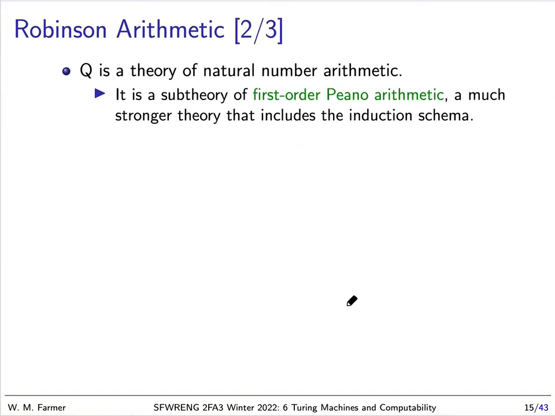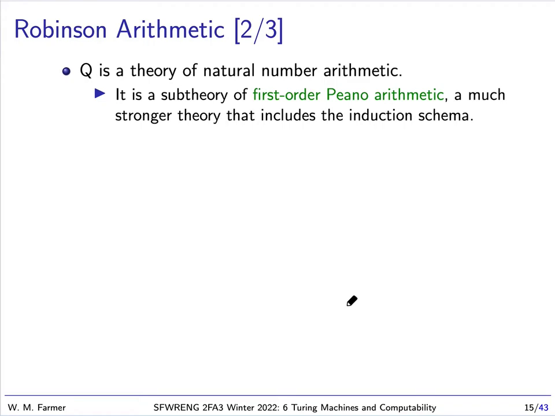But you can think of it as a sub-theory of first-order Peano arithmetic. This is a much stronger theory that we've looked at previously. This theory of first-order Peano arithmetic has the induction schema, which is an approximation of the weak induction principle for natural numbers.